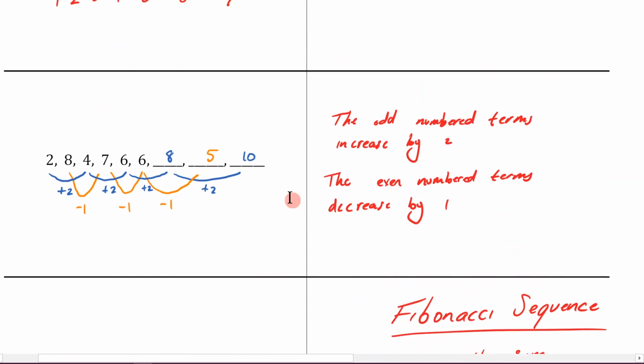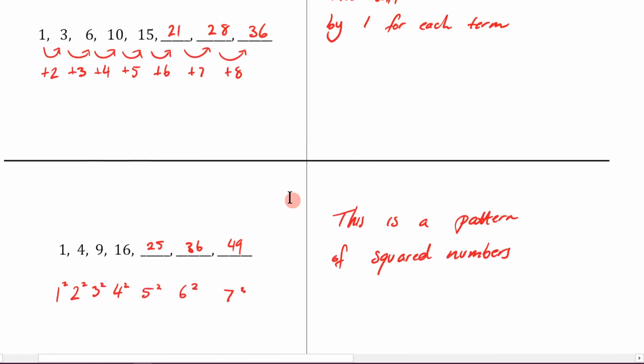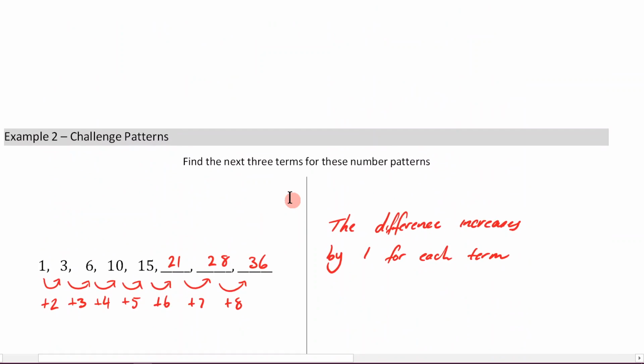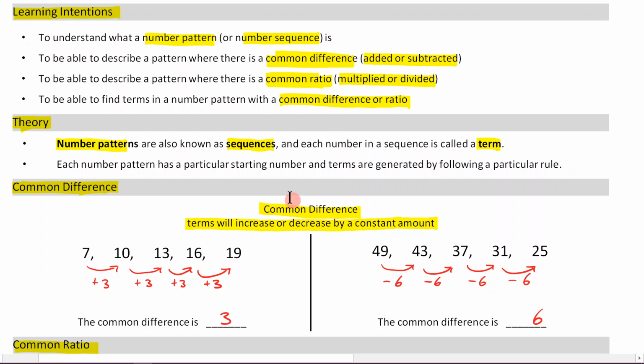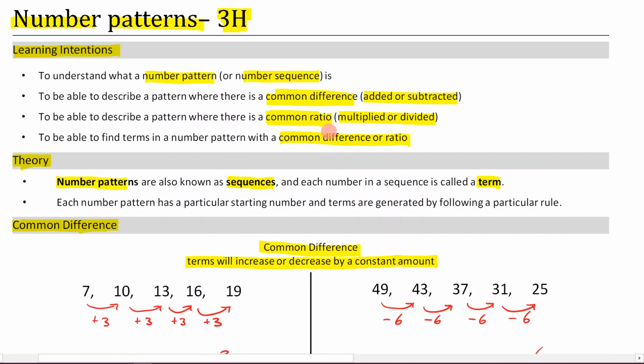So hopefully everything here has made somewhat sense in going through this. So this is all about patterns and sequences. Let's just go through our learning intentions again. Do you understand what number patterns or number sequences are? A different name for the same thing. To be able to determine when there is a common difference, added or subtracted, to be able to describe a pattern where there is a common ratio, multiplied or divided, and to be able to find terms in a pattern where there is a common difference or ratio.